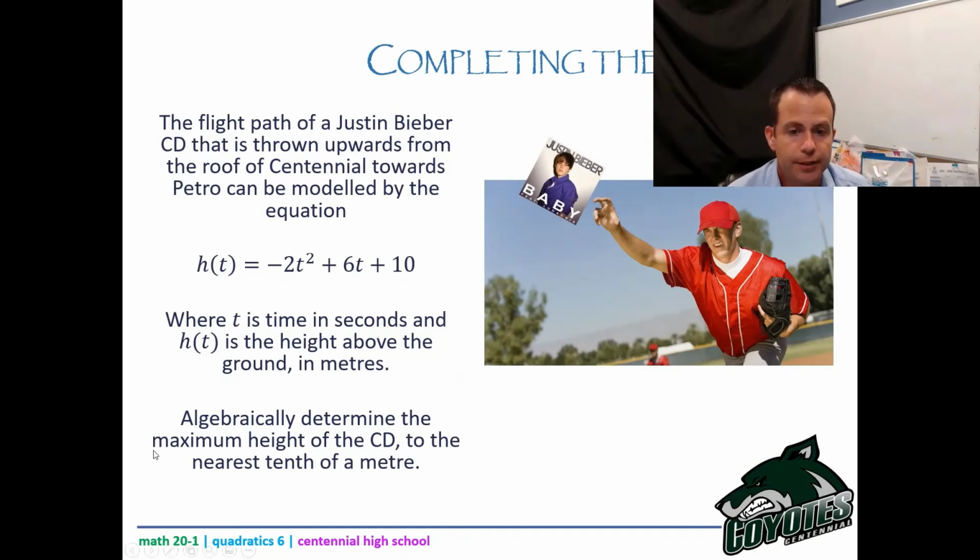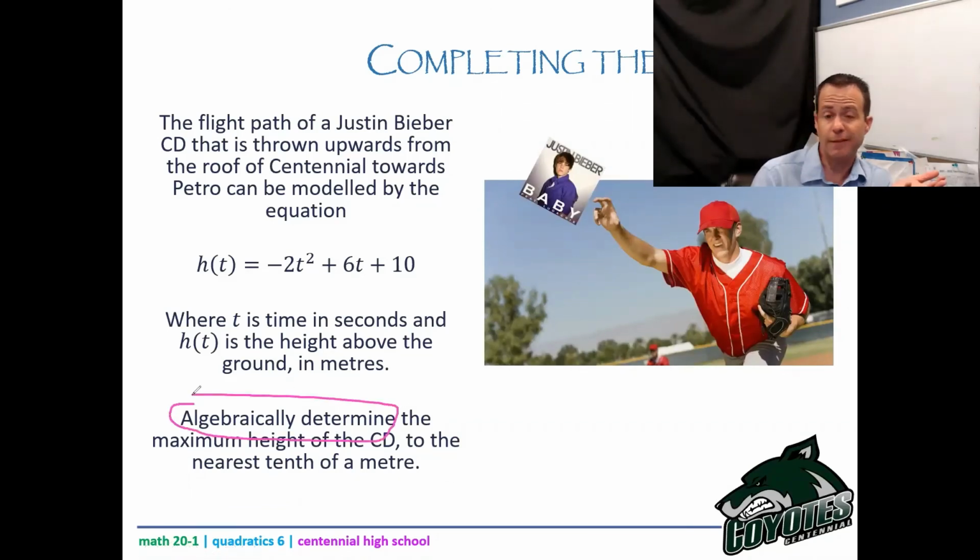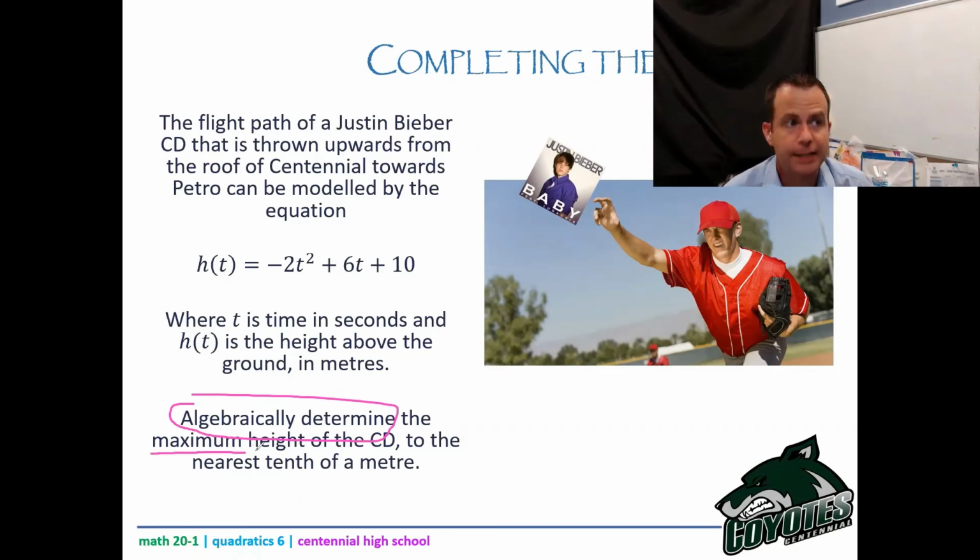So what I need you to see here is algebraically determine. Okay, that means I can't use my graphing calculator for this. I actually have to show mathematical reasoning on paper. And I want the maximum. Well, the maximum height is part of the vertex. It's the Q value of my vertex. So I need to go ahead and complete the square.